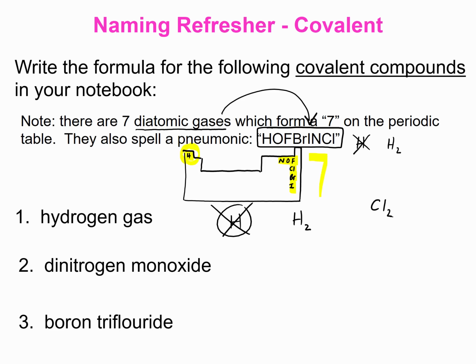Okay, so I'll do number 2, and then I'll have you guys try number 3. Number 2 is dinitrogen monoxide. That means you have 2 nitrogens and 1 oxygen in that compound. And then boron trifluoride. Remember, the mono is only if there's one of the second atom. So you won't have mono if it's one of the first ones. So it would be BF3 for boron trifluoride.